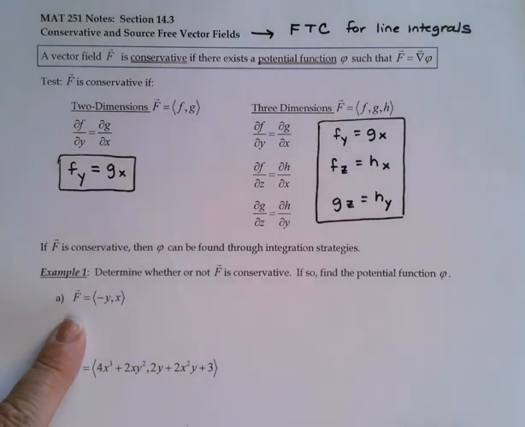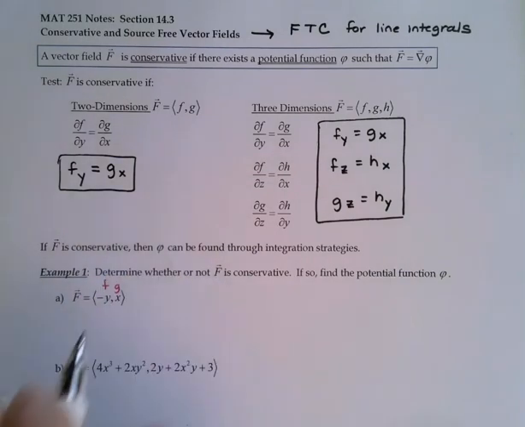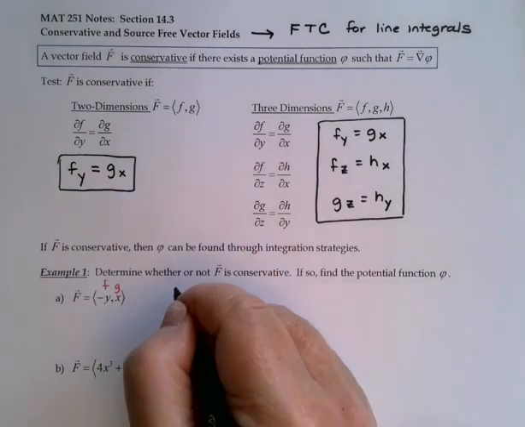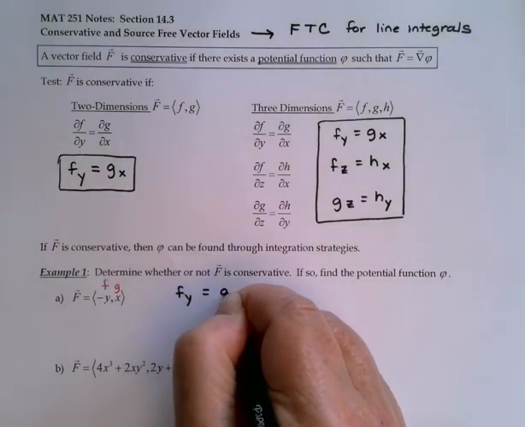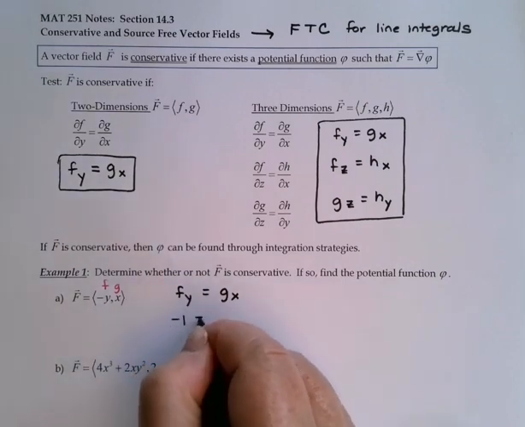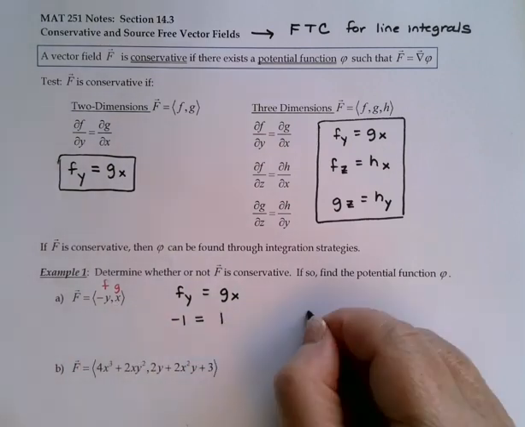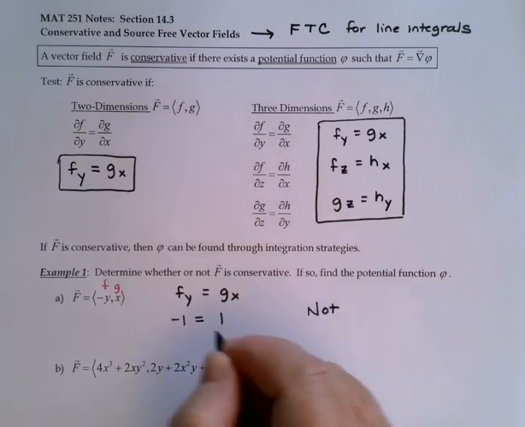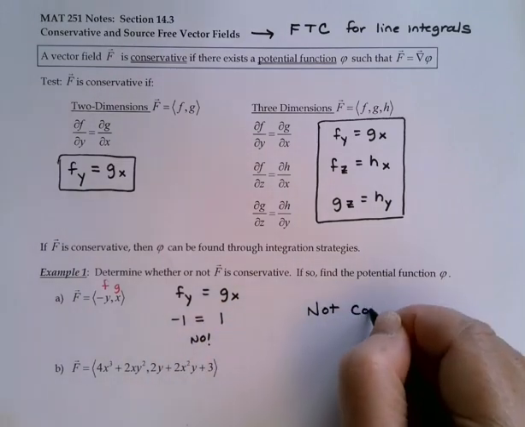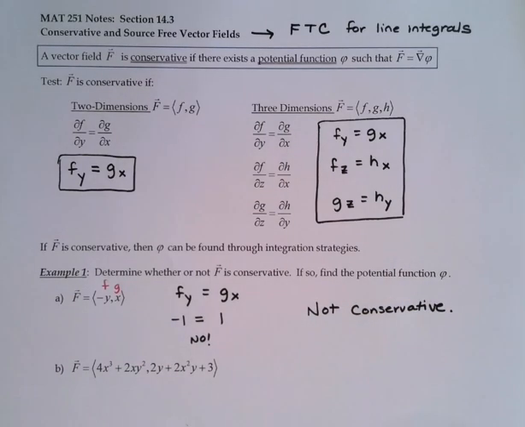All right, so let's give this a try. In part A, here's our vector field F. Notice it's the rotational field. So we call this little f and little g. In our 2-dimensional test, f sub y equals g sub x. Well, f sub y, that would be -1. g sub x is +1, and so that's not true, so this is not conservative. Since it's not conservative, I don't need to try to find a potential function. One probably doesn't even exist.